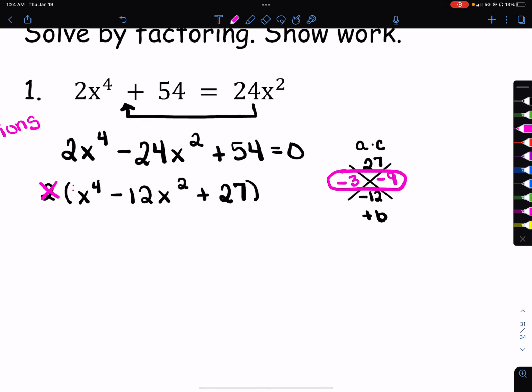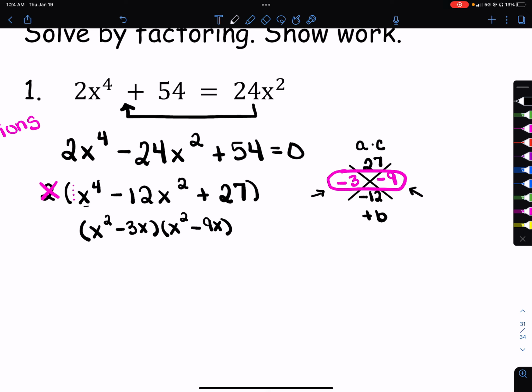Now, because the A value is 1, we can use our shortcut with factoring, which means we're going to have two binomials. Take x to the fourth and break it up so that it's x squared and x squared. Okay. Now negative 3, so negative 3x and negative 9x become these factors.